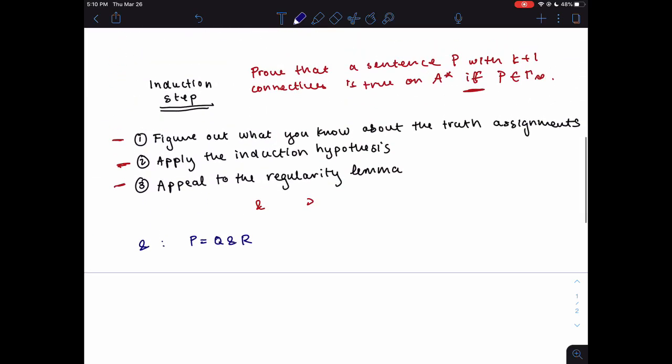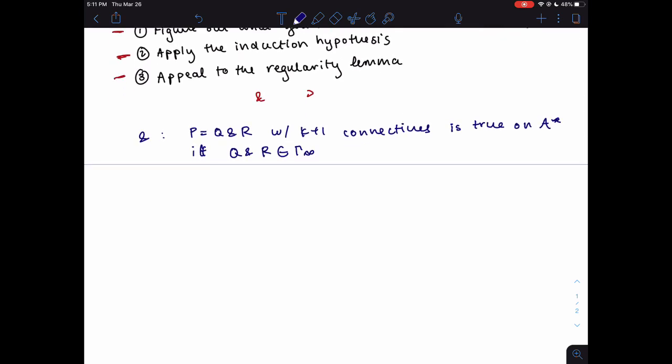So we're going to prove that a sentence, let's say P equals Q and R. So we're replacing the P here with Q and R. So a sentence Q and R with K plus 1 connectives is true on A star if and only if Q and R is a member of gamma infinity. All right, so we have 2 directions to prove. So let's start out by doing this direction.